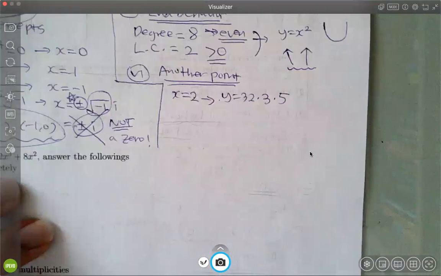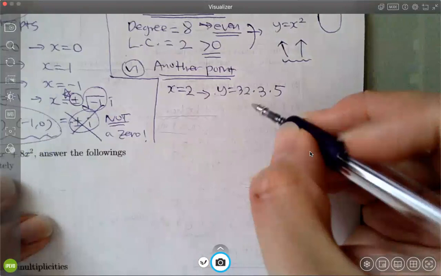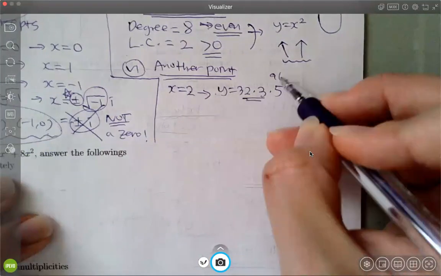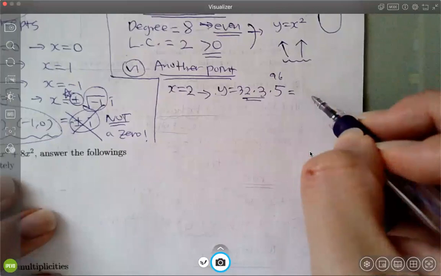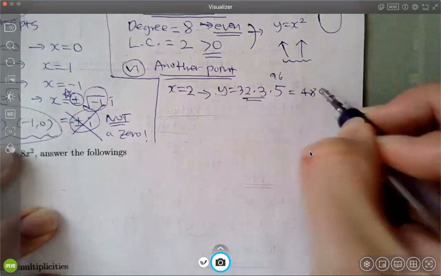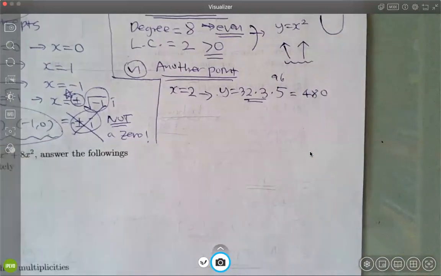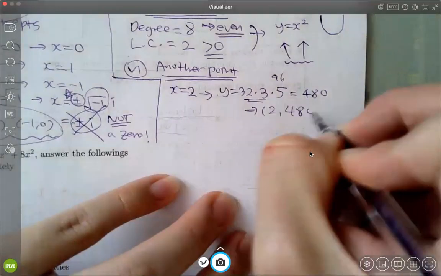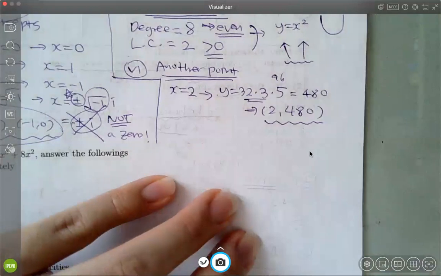So what is this? 96, and then times 5. So that's a kind of big number, 480. Anyway, we got an extremely big number, but it is what it is, right? So we have 2,480. I think the problems in your homework might deal with a lot smaller numbers, but hey, in class I can do extremely difficult problems, right?